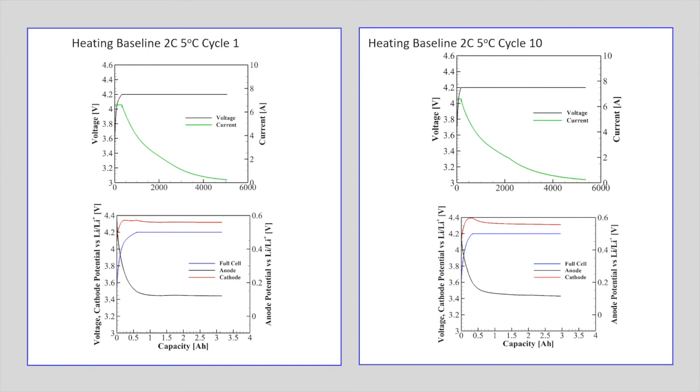We would like to conclude that on charging with higher C rate and higher number of cycles, we do not see much lithium plating as indicated by the positive anode potential.